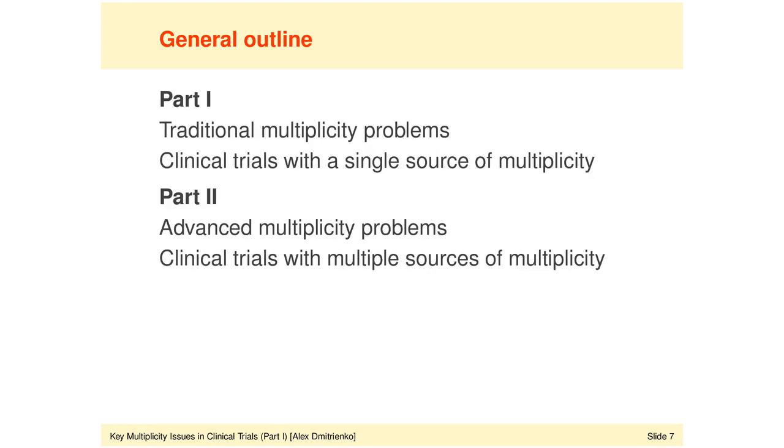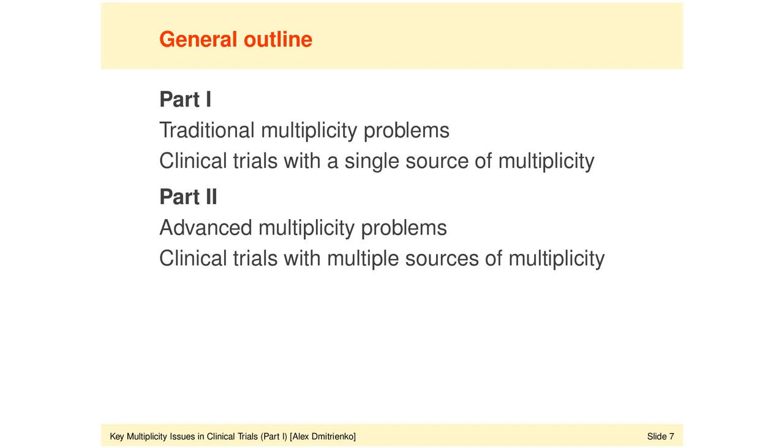So let me provide a very high-level summary of the topics that will be covered in this course, which is part 1, and the follow-up course, part 2. Part 1 discusses what we often call traditional multiplicity problems. This means multiplicity issues that we encounter in clinical trials with a univariate multiplicity problem. Or in other words, there's only a single source of multiplicity. I will define those univariate multiplicity problems in a second.